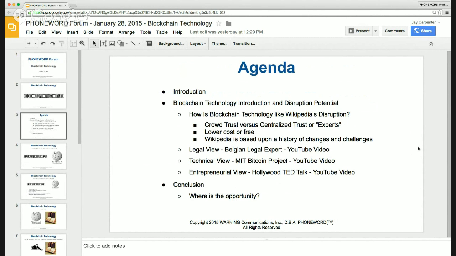So today we're going to be talking about blockchain technology as an introduction, and also disruption potential. And in particular, we're going to be looking at how does blockchain technology compare to Wikipedia. And I'm using Wikipedia as an item that I'm guessing is familiar to most people, that's been a phenomenon that's sort of emerged, that is a radically different model regarding decentralization, regarding authority, and regarding sort of crowd participation. So we'll be talking about that.